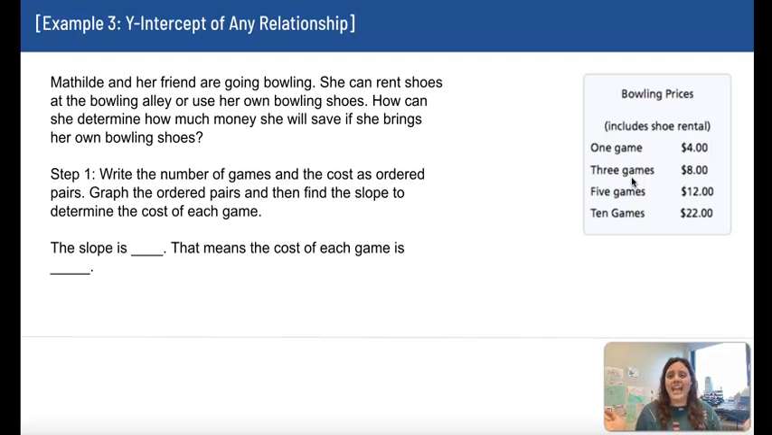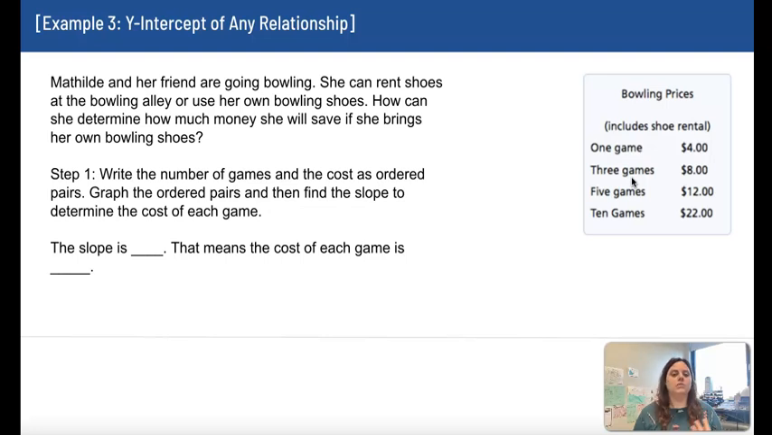Let's look at really any relationship. It doesn't have to be proportional. Matilda and her friend are going bowling. She can rent shoes at the bowling alley or use her own bowling shoes. How can she determine how much money she'll save if she brings her own bowling shoes? So, if you've ever gone bowling, you've got to have the right shoes. We don't all own bowling shoes, so most of us have to rent.